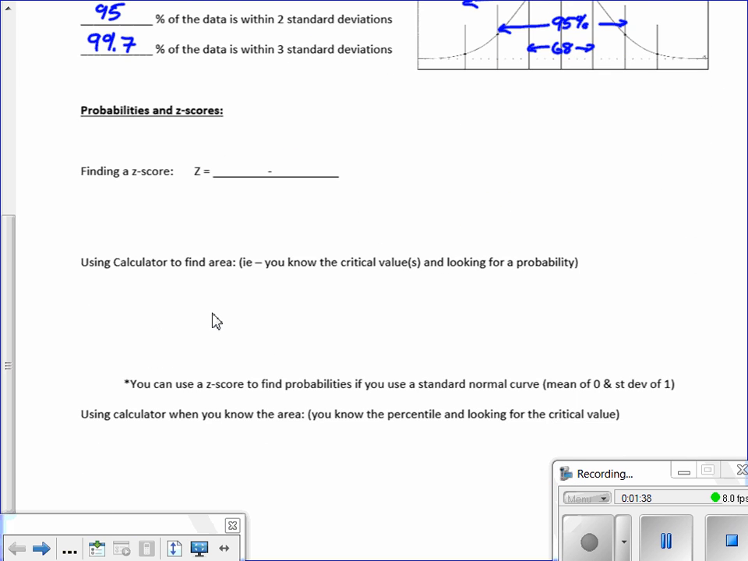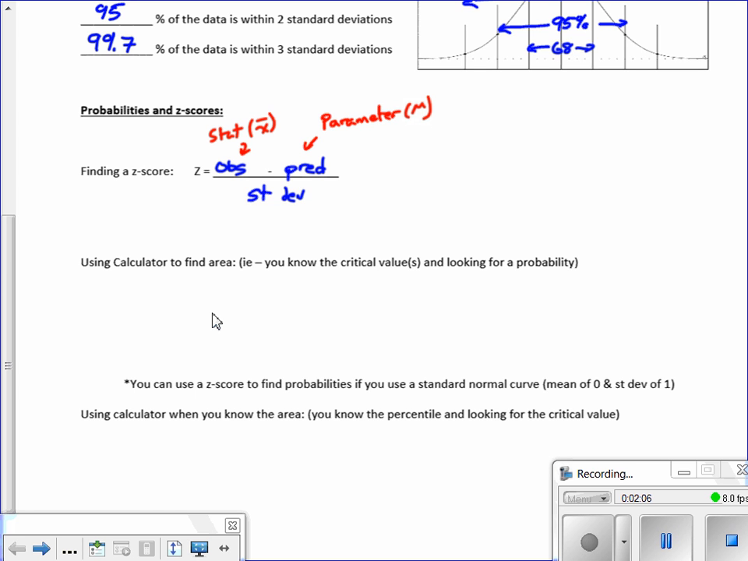Calculating a z-score, this is the first time we saw this. Remember, one way to look at this, it's the observed value minus the predicted value over the standard deviation. Now, typically, you'll also see this written as the statistic, which would be x bar in our case, minus the parameter. That's on the formula sheet. And the parameter here is just your mu.